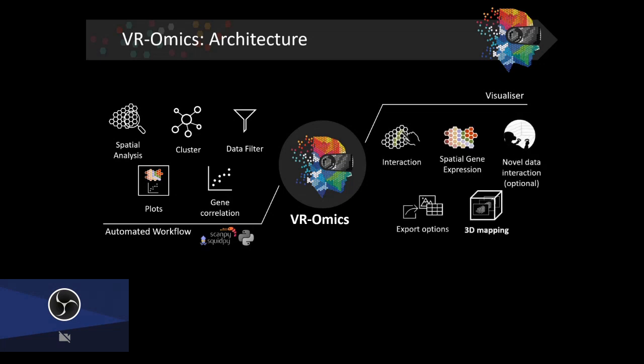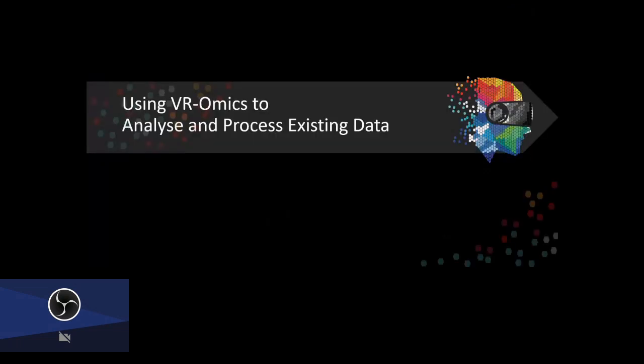On the other side, the part that is more of interest for everyone, I guess, is the visualizer, because this is where you actually get to play with the data, to explore your data and visualize and interact with it. So for spatial gene expression, you can do things like 3D mapping. And I'm going to show you in a couple of slides what these features are. But I just wanted to show you how easy it actually is to do the analysis using VR-Omics. So next, I'll show you a quick video.